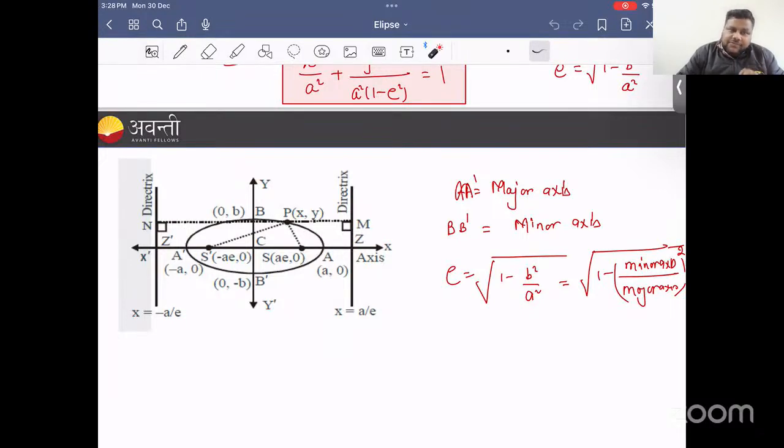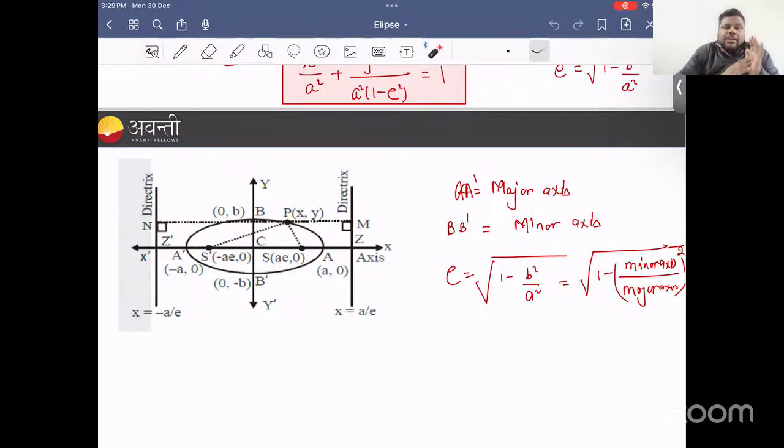That means if there is a focus (AE, 0), which I assumed, there will also be another focus (minus AE, 0). Got it? If there is a directrix x equals A upon E, there is also another directrix, that is x equals minus A upon E. Understood?